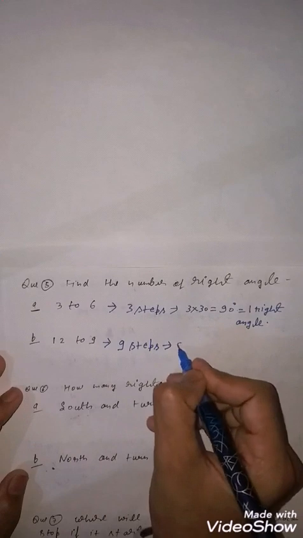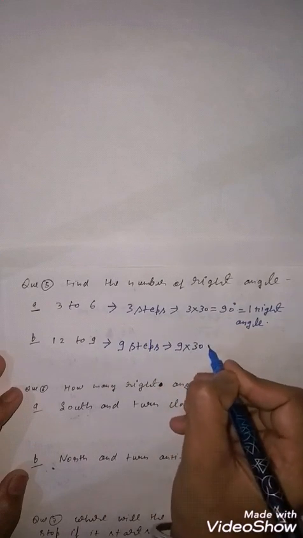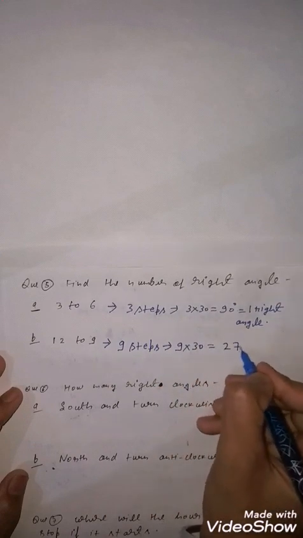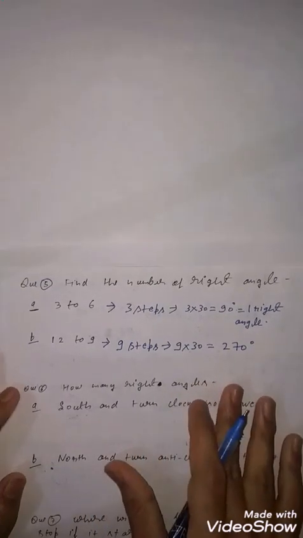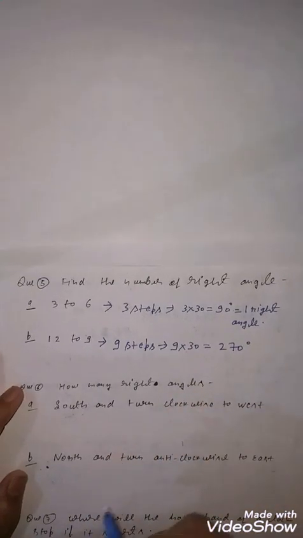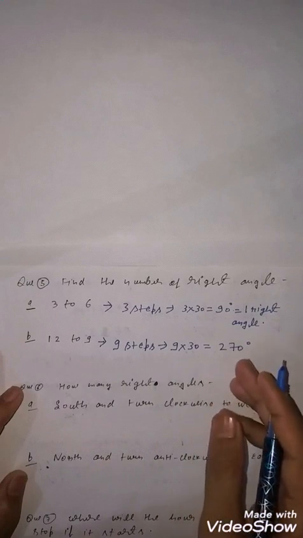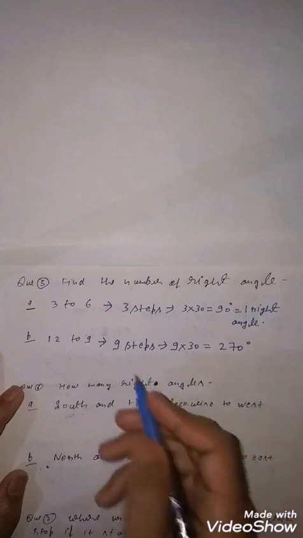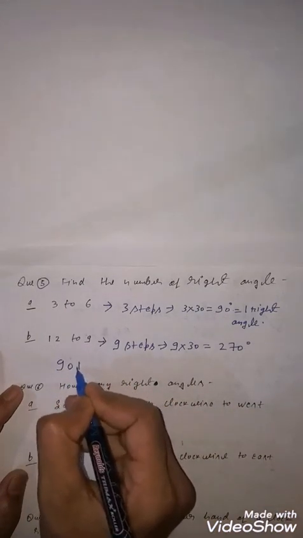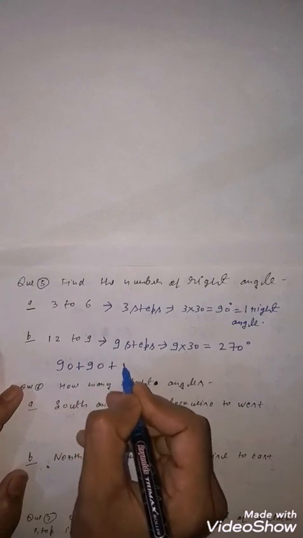Then 9 steps means 9 multiplied by what? 1 step is equal to 30 degrees, so 270 degrees. Now here, student, how many right angles? You know that the value of one right angle is 90 degrees, another right angle you add to make 180 degrees, and another you add to make 270, that is 90 plus 90 plus 90.